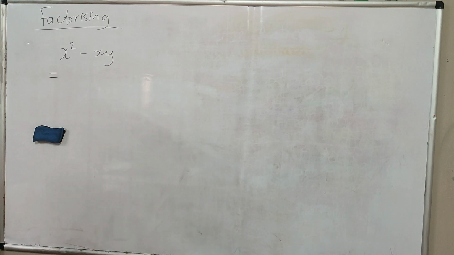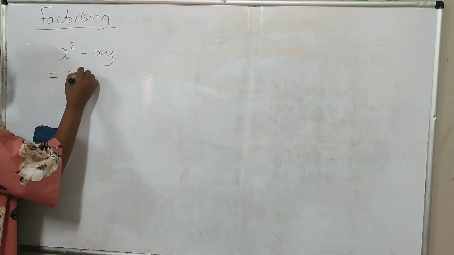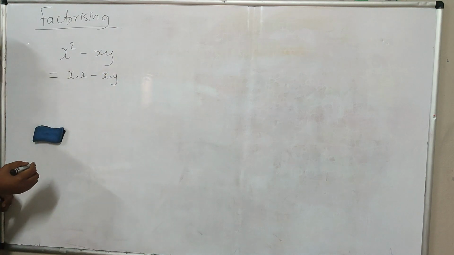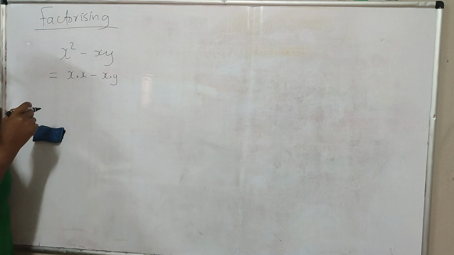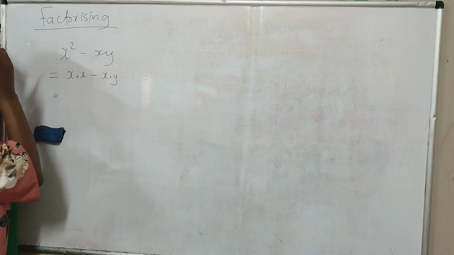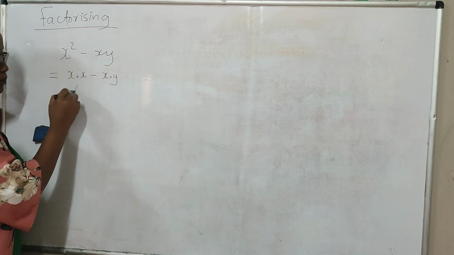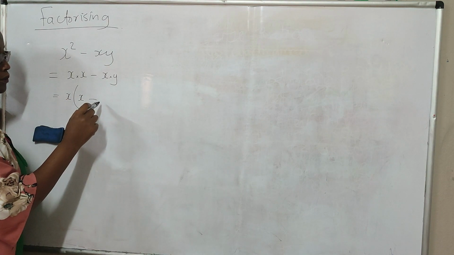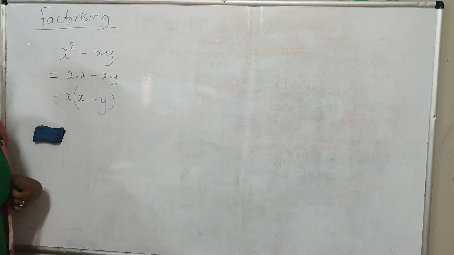X minus x minus x minus x. No, x multiplied by x minus x multiplied by y. Mm-hmm. Then you put the bracket in front. Write x equal to x, then you write the bracket, then you say x minus... No, minus y. Very good.